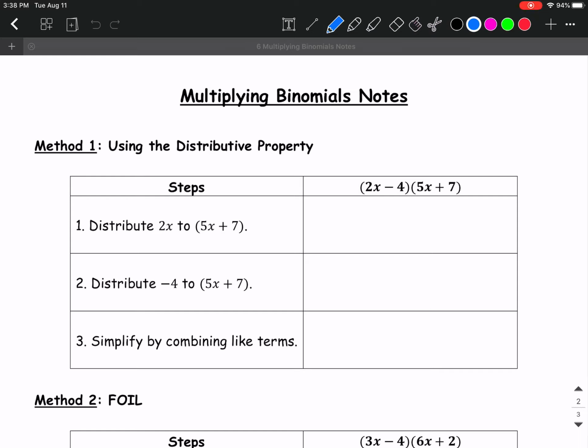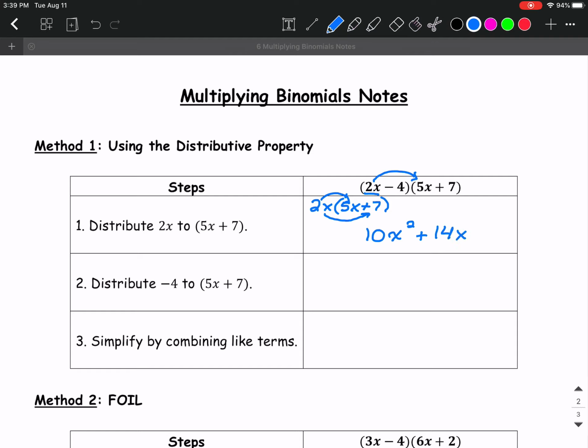Okay, so what we need to do is we have to take this first term 2x and we have to distribute that to the whole second parentheses. So we need to do 2x times 5x plus 7. And now we're going to distribute that through. 2x times 5x, 2 times 5 is 10. X times x is x squared. And then we distribute the 2x times the 7. 2x times 7 is 14x.